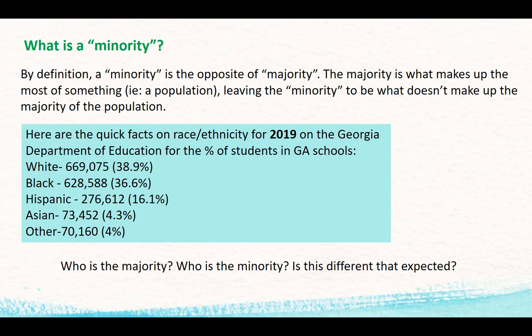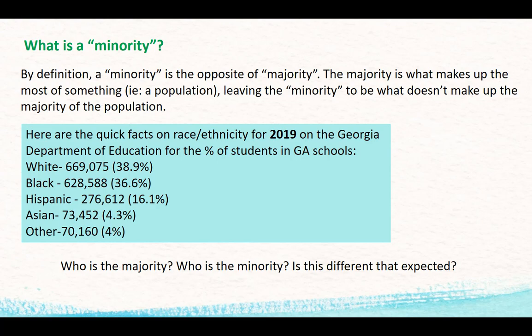I'll tell you what I typically think. I've always heard that white was the majority and that black, Hispanic, Asian, and other were always minorities. We often hear them called minorities or people of color. However, looking at this data, are black or African American students really the minority in Georgia? Because we're looking at 36 and 38% between black and white. So to me, that says that black students are no longer a minority. Is that different than what you expected?